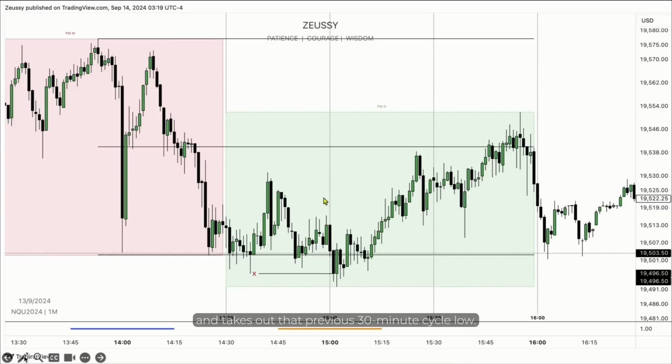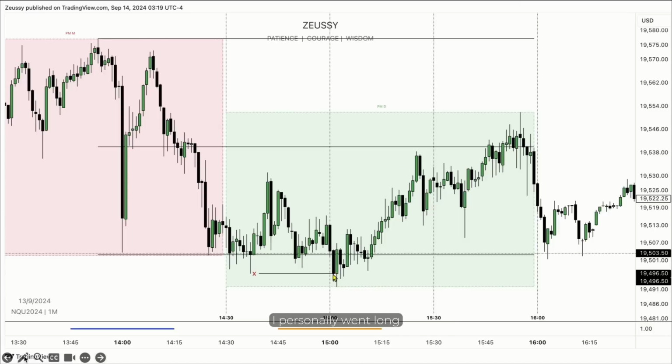opens up and takes out that previous 30-minute cycle low. Relative equal lows have been engineered. This is engineered sell-side liquidity. And when these lows get taken out, we anticipate the market to reverse from there to then draw higher.